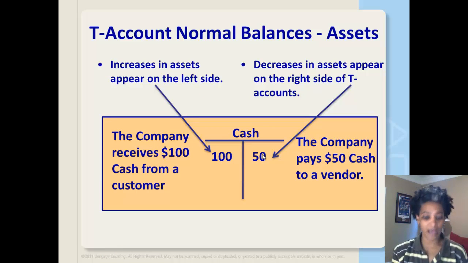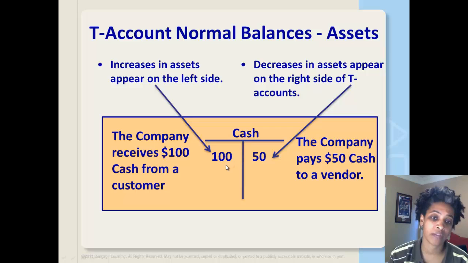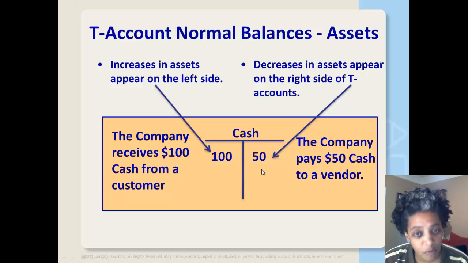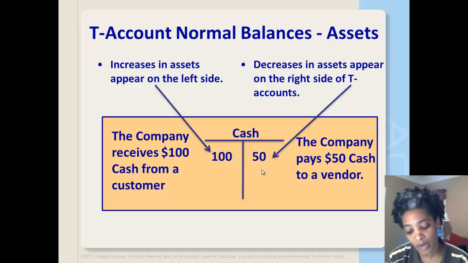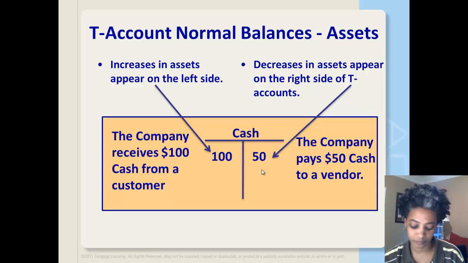So in this slide, we're looking at cash. So cash is the account, so we put the account name on the top of the T, and then we've got the debit side and the credit side. So the normal balance for an asset is increased on the left-hand side with a debit. So if cash is received, that's a debit, and it's decreased on the right-hand side with a credit when cash is paid out.